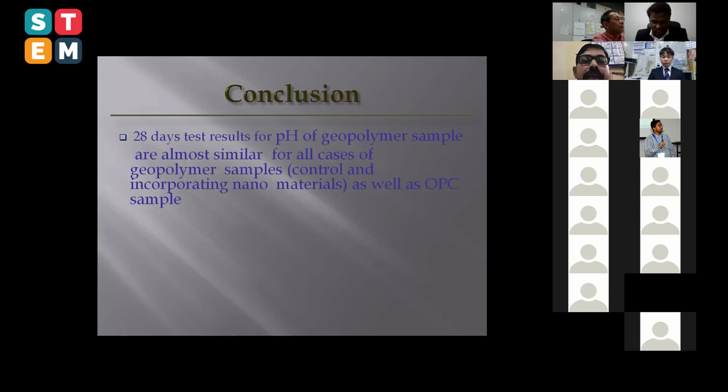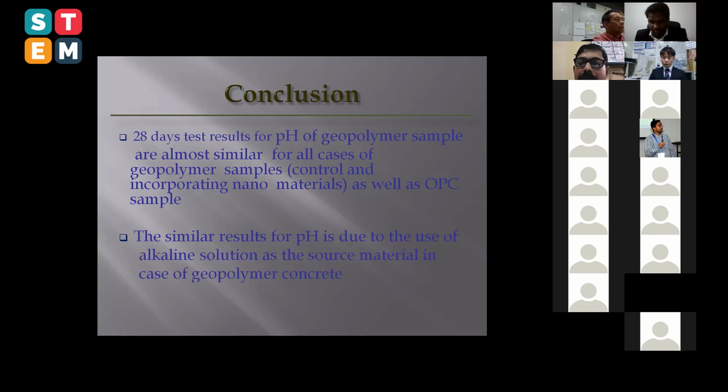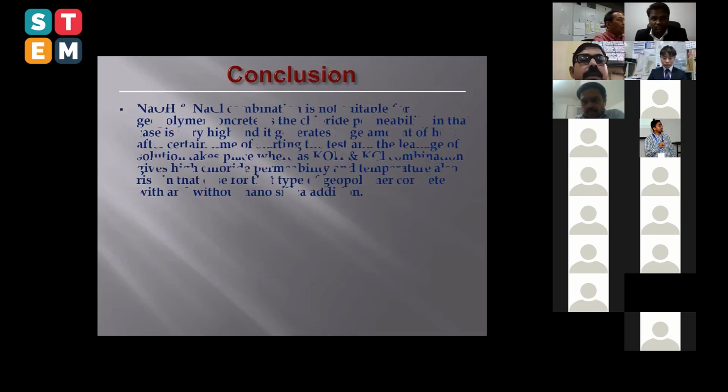The 28 days test results for the pH of geopolymer samples are almost similar for all cases, control or incorporating nanomaterials, as well as OPC samples. Similar pH results are due to the use of alkaline solution as a source material in geopolymer concrete. In cement concrete, the alkalinity is mainly due to calcium hydroxide, but in geopolymer concrete, the alkalinity is mainly due to the sodium hydroxide used, that is, the alkaline material.